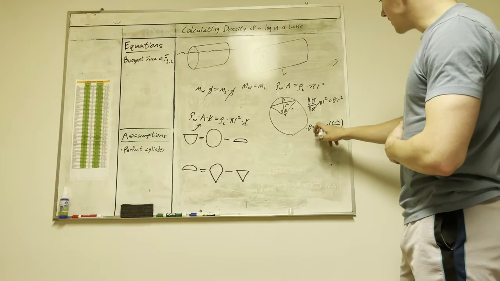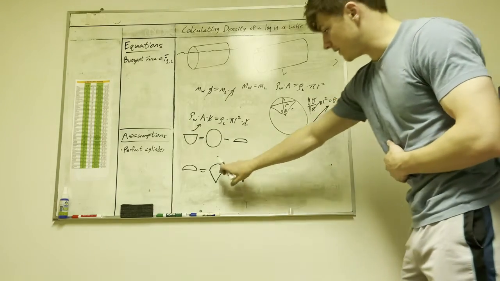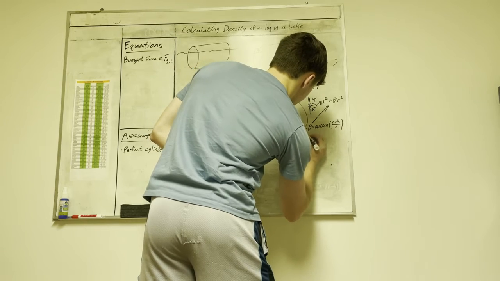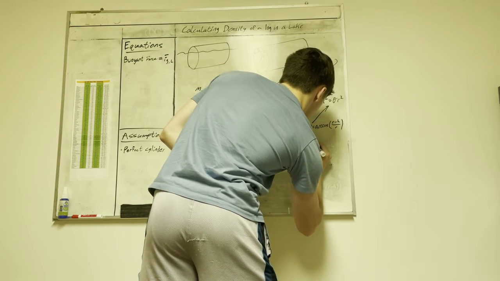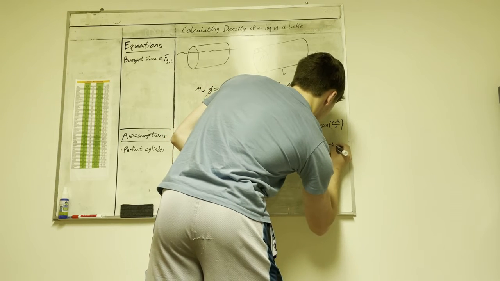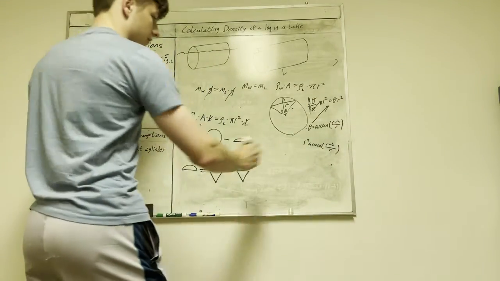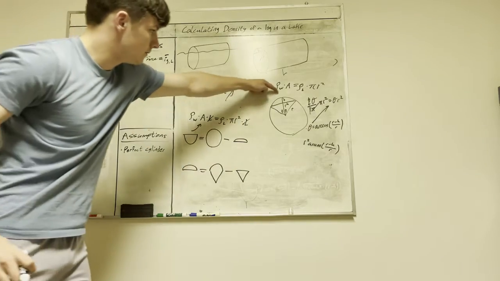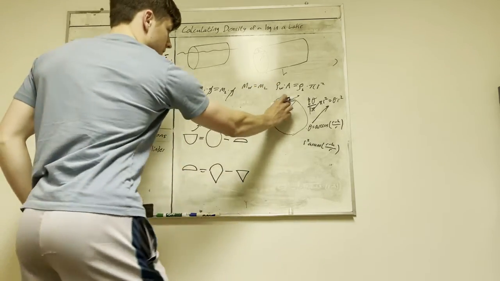And so with this, we can now plug this theta back into here and get this area. So what we have there is r squared arc cosine of r minus h over r. So that value right here is the area of this. And so now we need to find the triangle, which is right here.